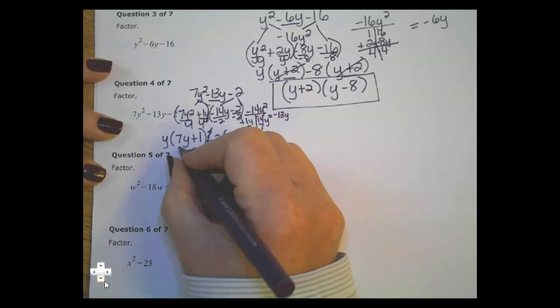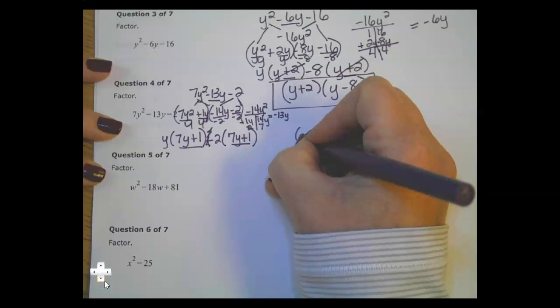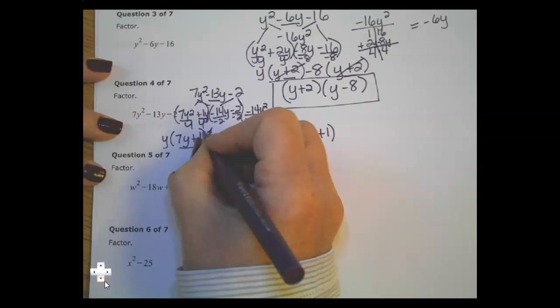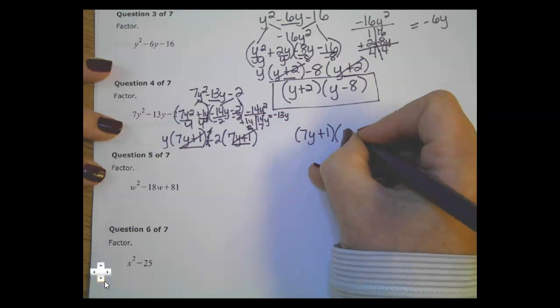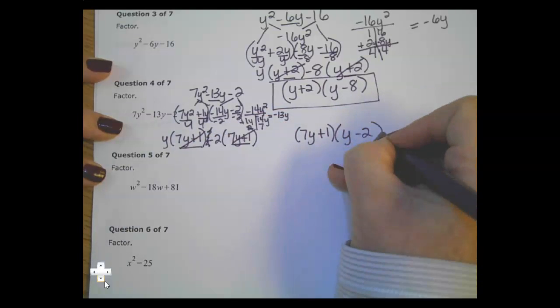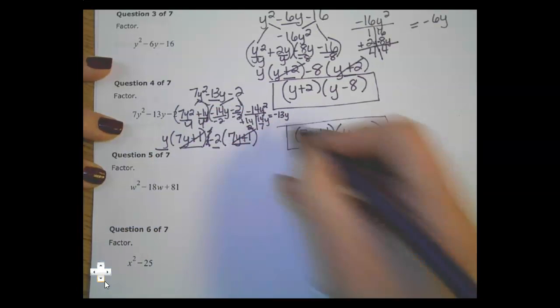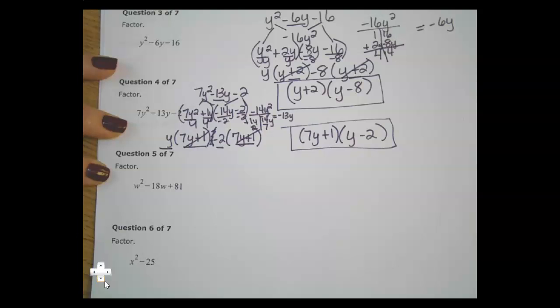This is what they have in common. So that's 7y plus 1. Once I get rid of those, because I took it out, what do I have left over? Y minus 2. This guy and this guy. And this is my final answer. I have one more of those.